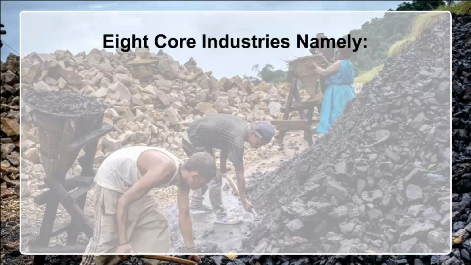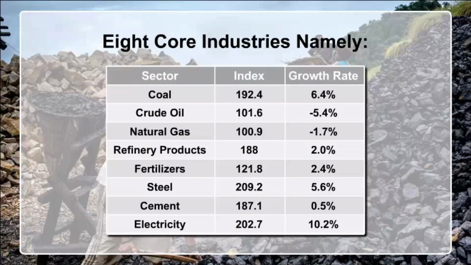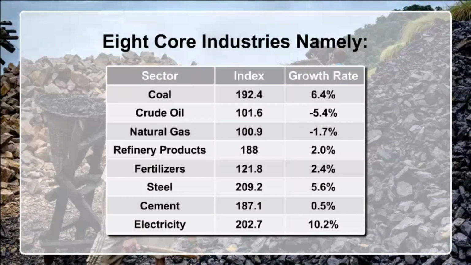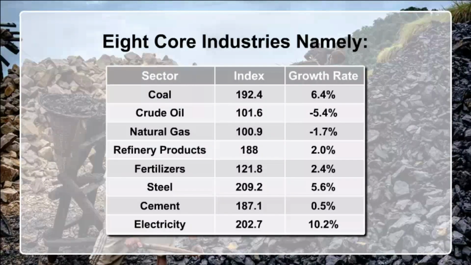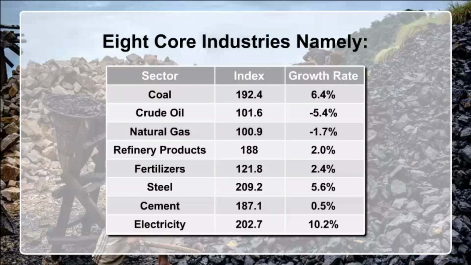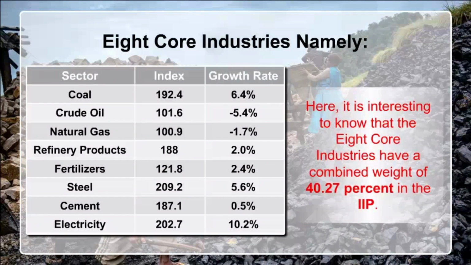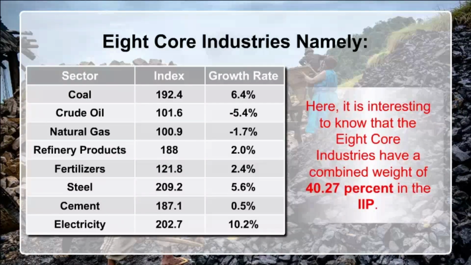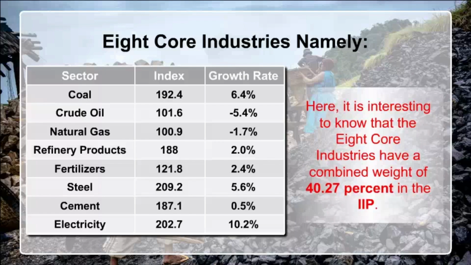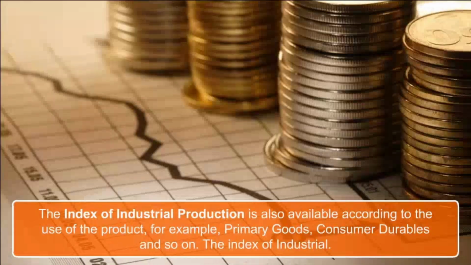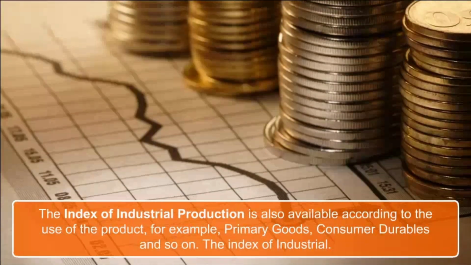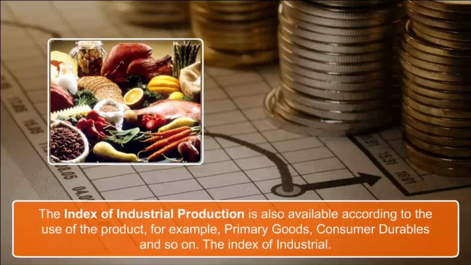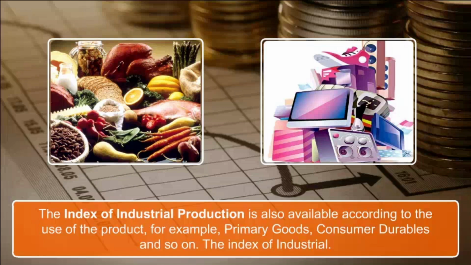Core industries, namely coal, crude oil, natural gas, refinery products, fertilizers, steel, cement, and electricity, are the main branches of IIP. Here, it is interesting to know that the 8 core industries have a combined weight of 40.27% in the IIP. The Index of Industrial Production is also available according to the use of the product, for example, primary goods, consumer durables, and so on.